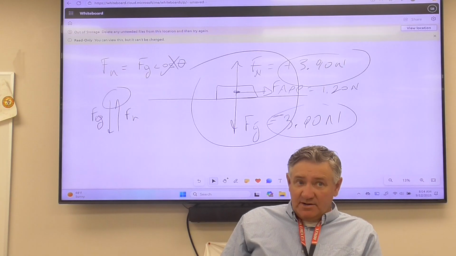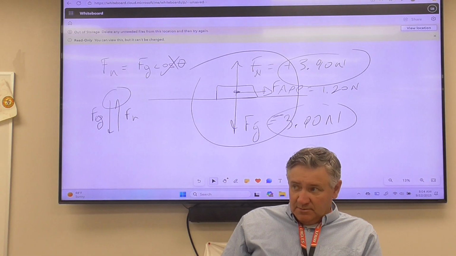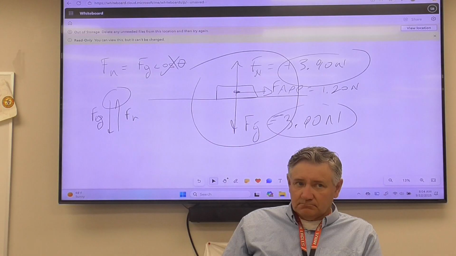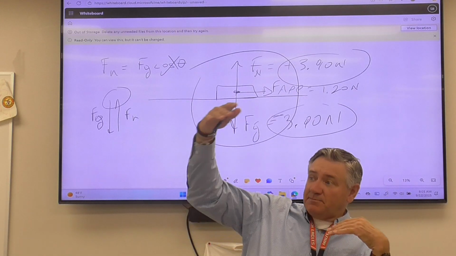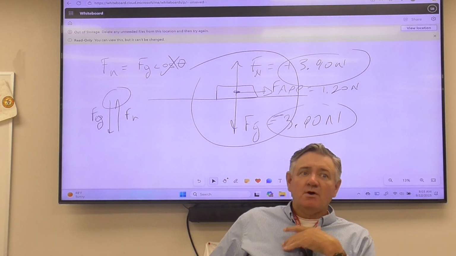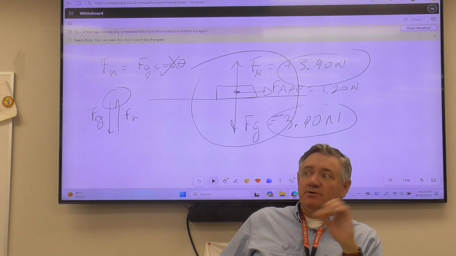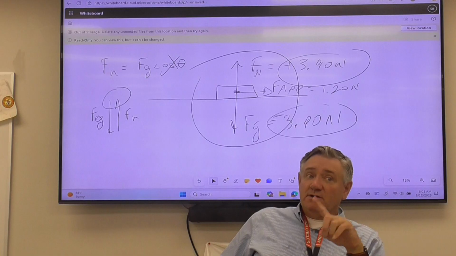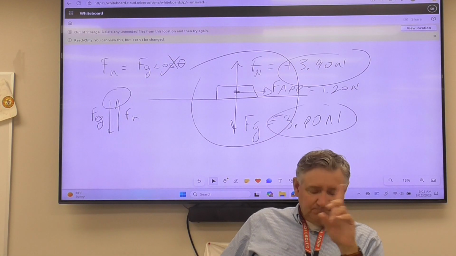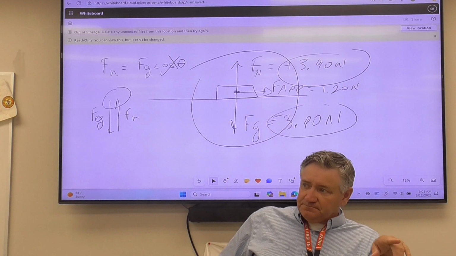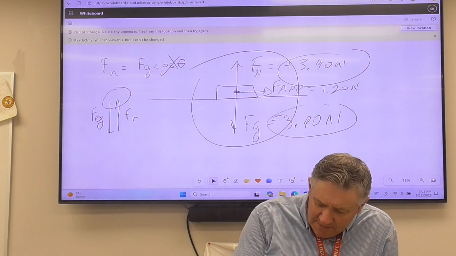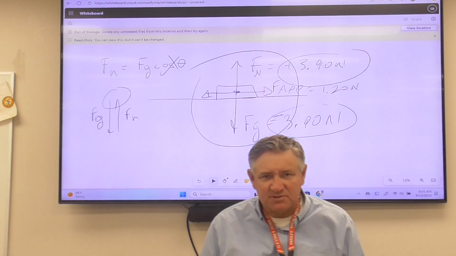Right now, if I added up all of the forces, what would it add up to? Not 0. It would add up to 1.2, because I've got a negative 3.9, a positive 3.9, and 1.2. Right now, the forces do not add up to zero, which means it would accelerate. But it's not accelerating. So what does that mean? Friction.